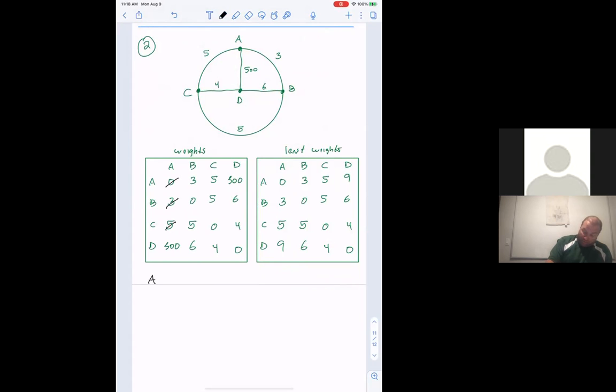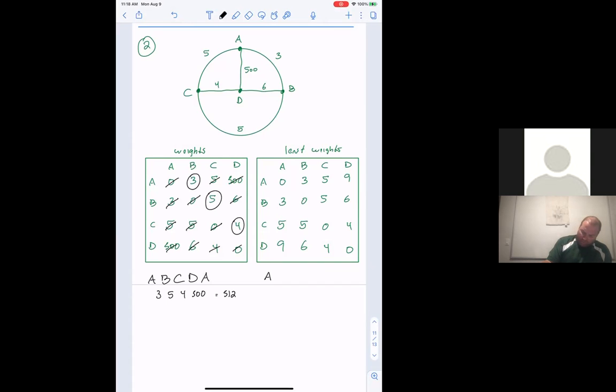A, cross out A goes to B, cross out B goes to C, cross out C. C goes to D, which then returns to A. Okay, well, that's fine, I guess. A to B is 3. B to C is 5. C to D is 4. And D to A, if you go by the direct route, it's 500, which would give us 512.